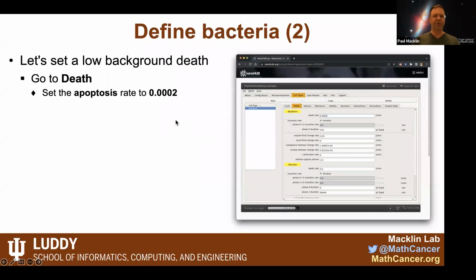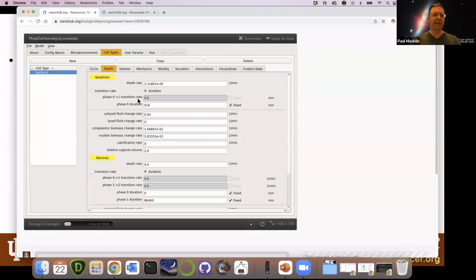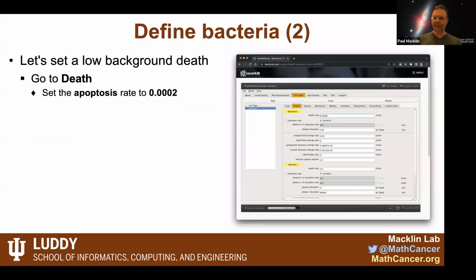Let's see here. Now we should set the death rate. And what I'm going to do is set a death rate that's on the order of 1/10 of it. So here's apoptotic death rate and necrotic death rate. I'm just going to set my apoptotic death rate here to 0.0002. That'll be enough to just kind of get some background death in the bacteria. So you have mostly proliferation, a little bit of death, so we'll actually see something. Okay, so we've set up death.